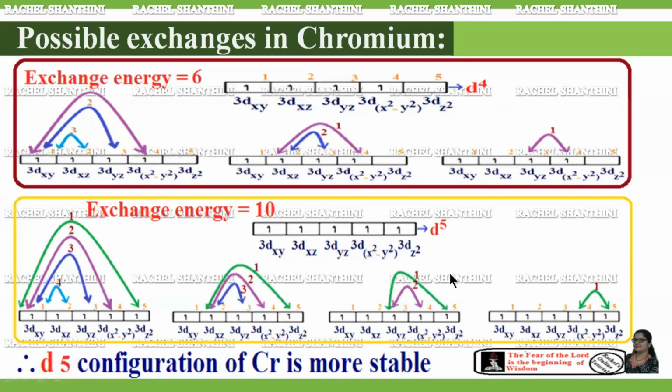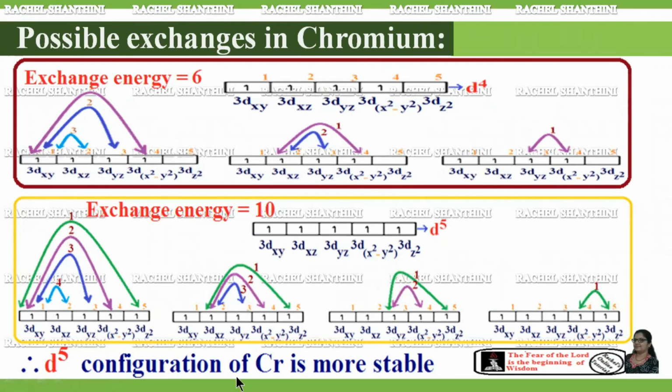It is very clear that the d5 configuration has more exchange energy. On the other hand, in the d4 configuration, that is the expected configuration, only 6 exchanges are possible. This shows that the d5 configuration is more stable when compared to the d4 configuration. Therefore, the d5 configuration of chromium is more stable.